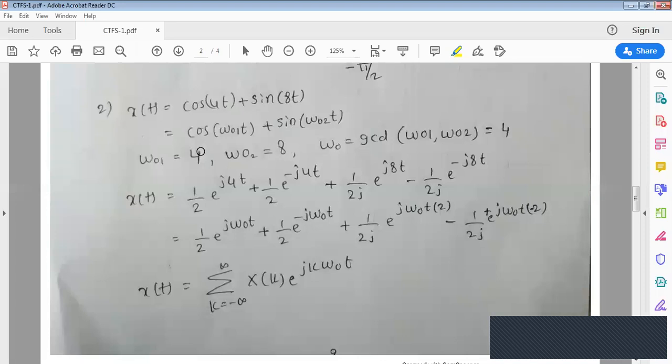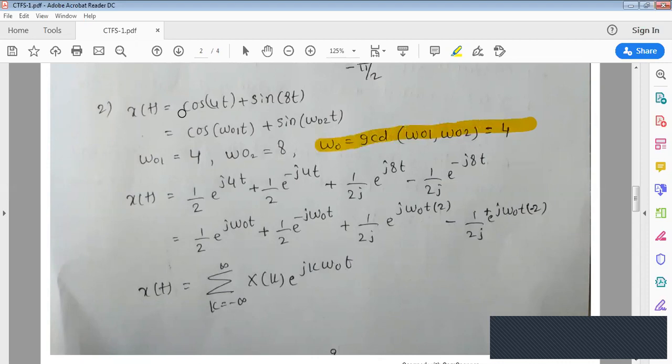Which is the maximum value which divides both 4 and 8? 4 only, because 4 will divide 4 also, and 4 will divide 8 also. There are no values above 4 which will divide both of them. Therefore, I have chosen the GCD of both of them as 4.